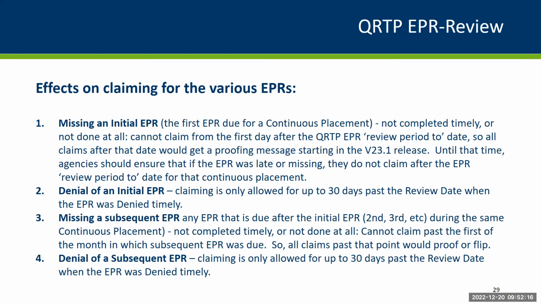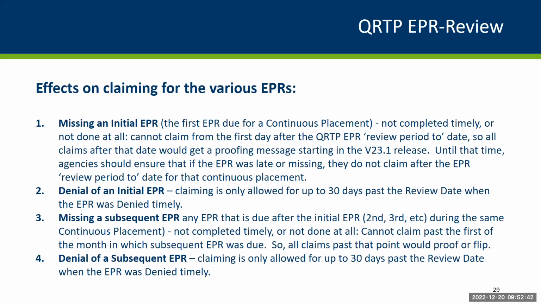From the first of the month in which the extended placement review was due, that's how it's going to work for the subsequent review. So for subsequent reviews, let's say your second or third extended placement review down the road, if you miss it or you're late, from the first of the month after the extended placement review due date, that's when claiming is going to stop.